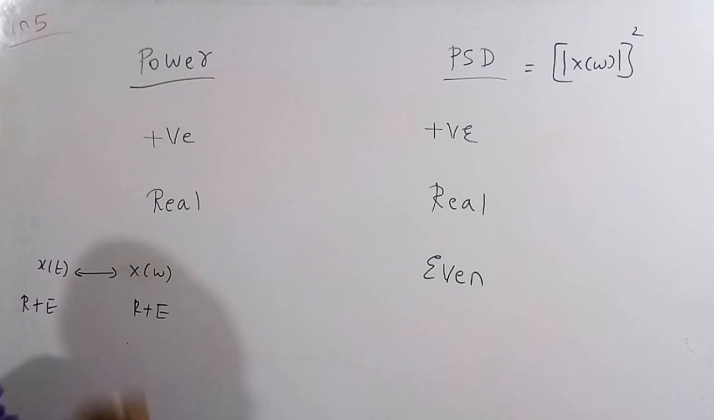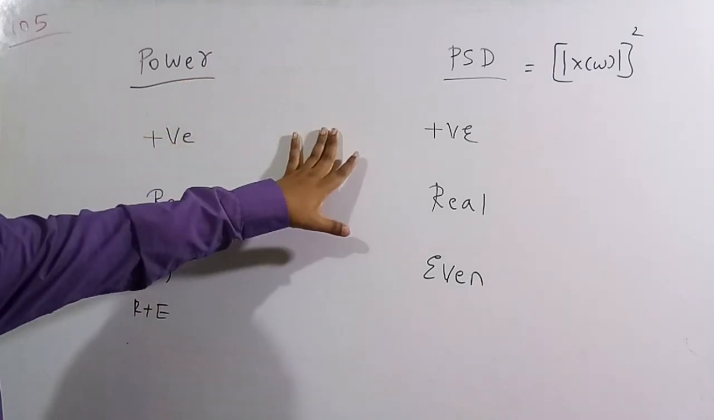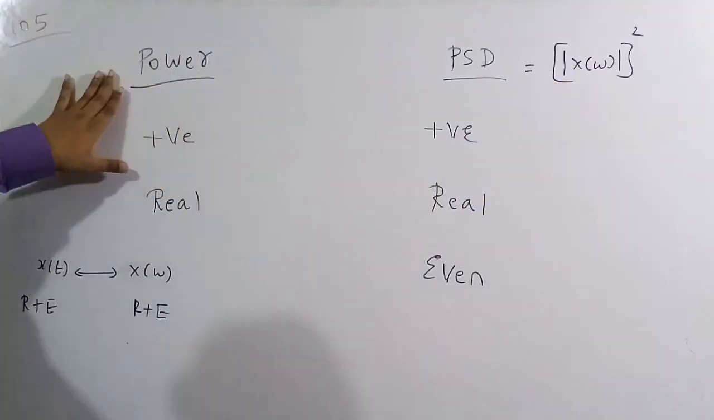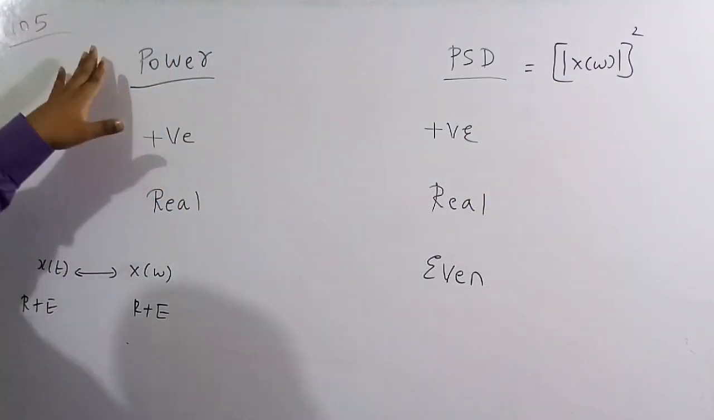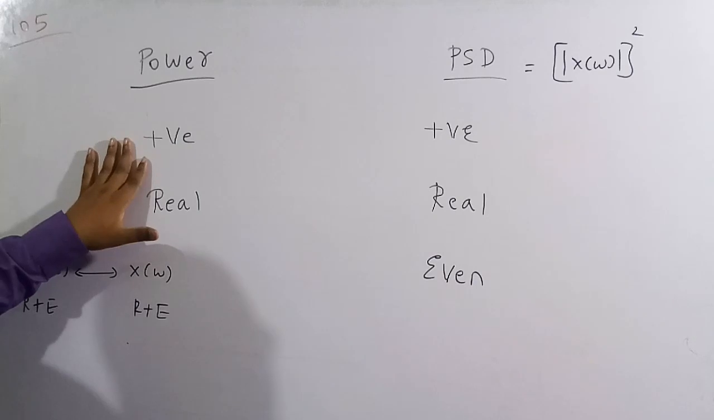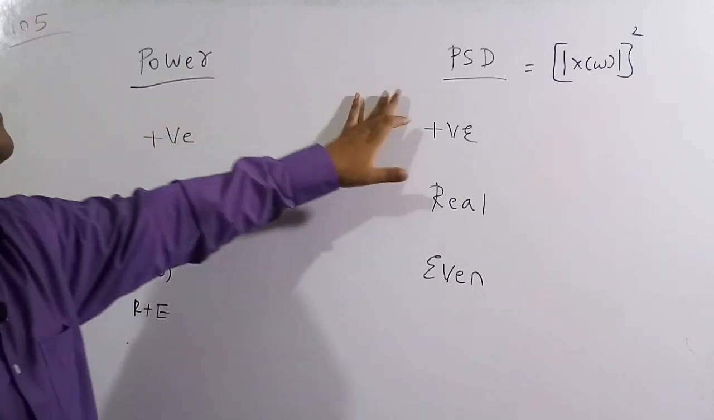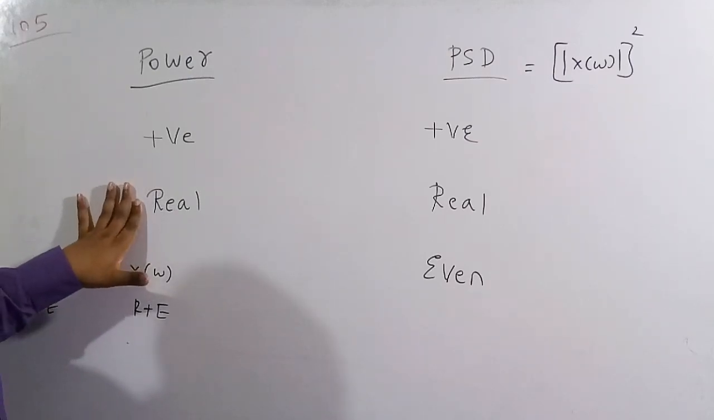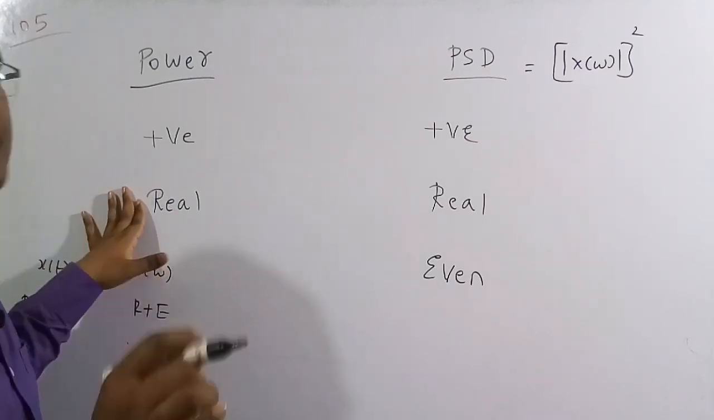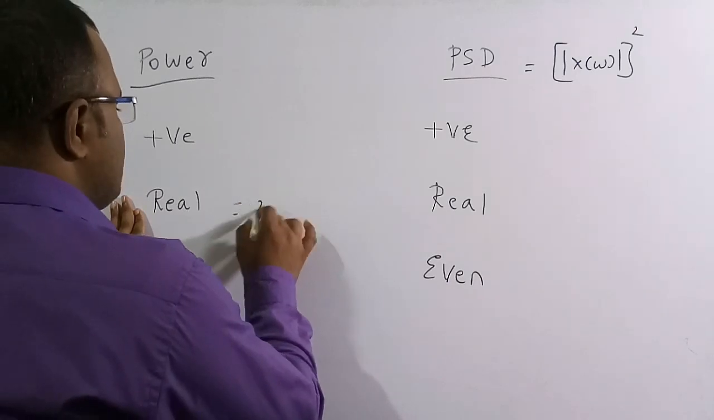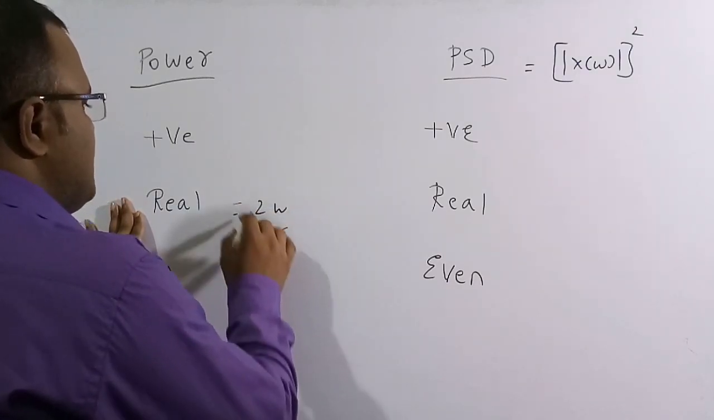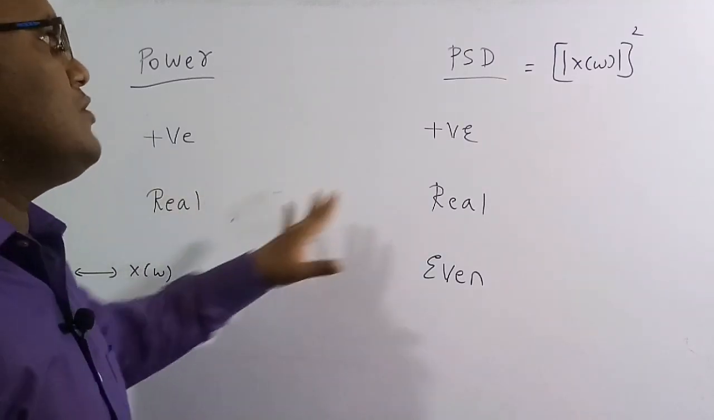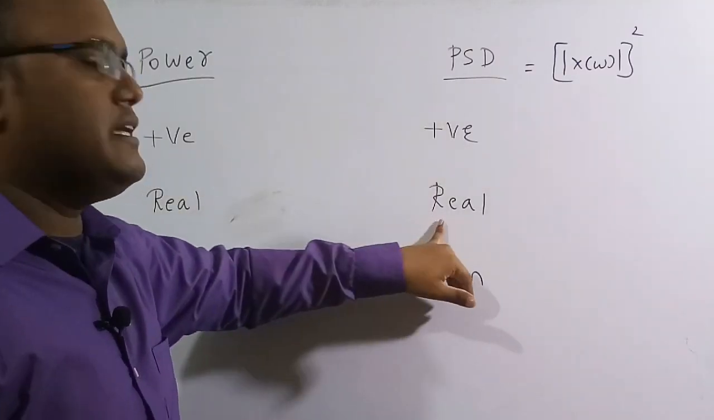Now we can easily correlate the power and the power spectral density. So power spectral density is equal to mod of X of omega whole square. If you see carefully, the power of any signal is always a positive value. So therefore the power spectral density is also a positive value. Also, the power is always a real quantity. It is not a complex quantity. It is actually a pure number. So we are going to get 2 watt, 3 watt or 4 watt, only positive 2 watt or positive 3 watt, like that. So here also the power spectral density is always a real value.